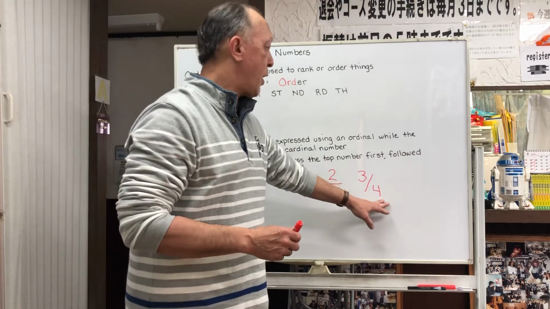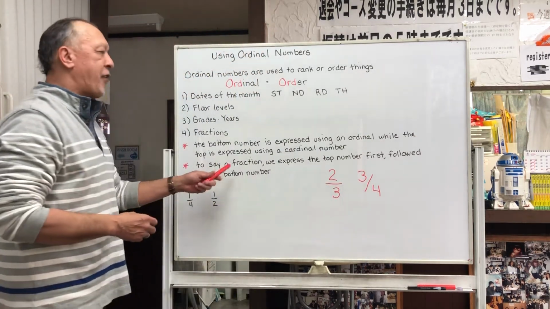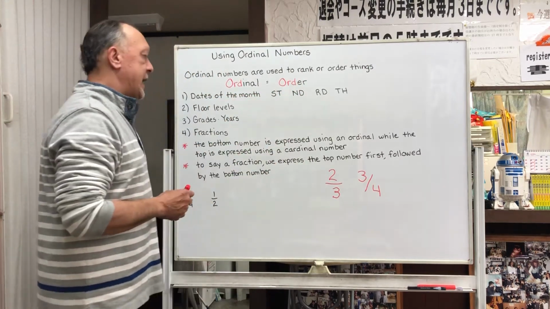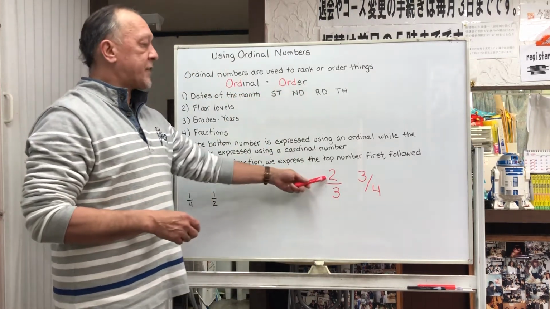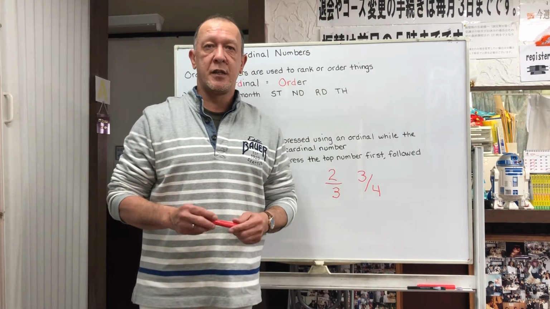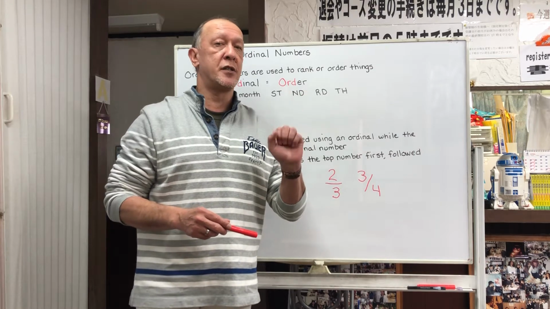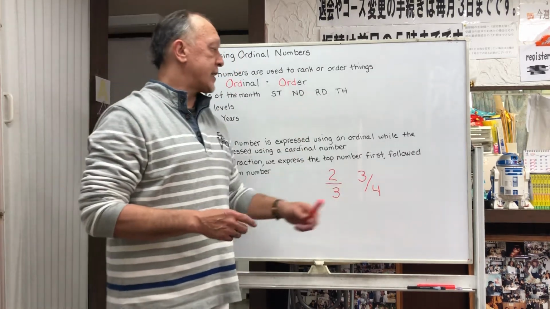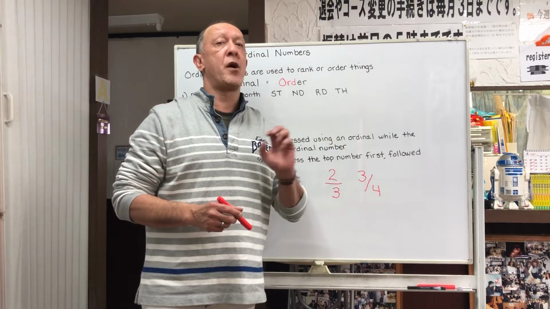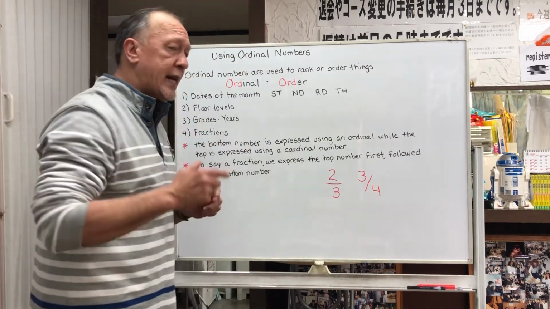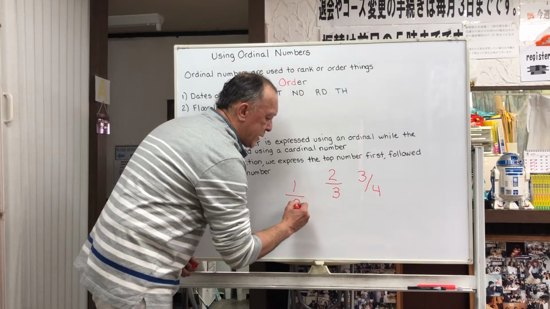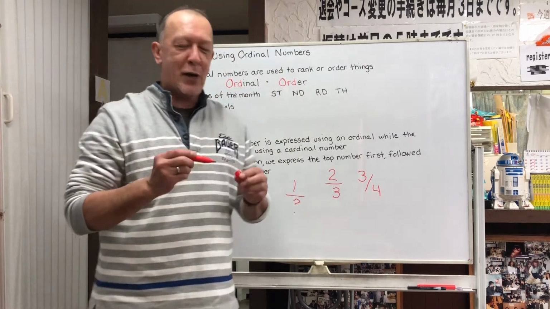To say a fraction, we express the top number first, followed by the bottom number. So in this instance, we will say 2/3. Our second example, 3/4. Very tricky also is if your top number is 1, and whatever number you have at the bottom, it'll be a singular form.